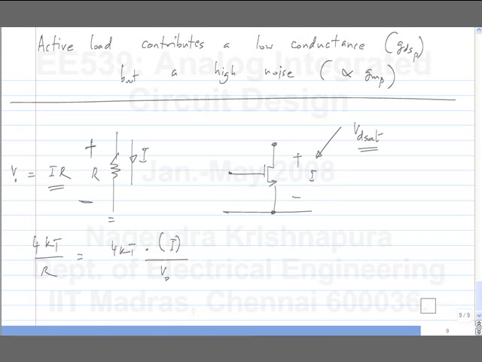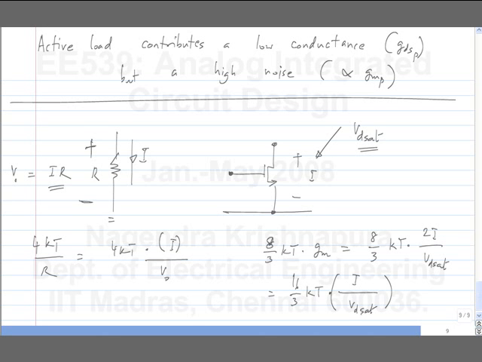And what is the noise current of this? It's 8/3 kT GM. And what is GM in terms of I? 2I by VD sat. That's the most convenient form to use here. 8/3 kT 2I by VD sat. Okay. Which is 16/3 kT I by VD sat. Now here we have 4, here we have 16/3. That is a small difference in constants that we will ignore.